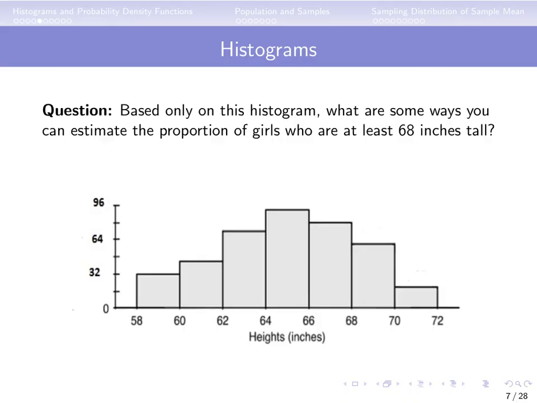Now let's take a look at this example. Let's have this question, based only on this histogram. Earlier on, I did give you a table of the number of girls in each of these, but let's say you don't have that table.